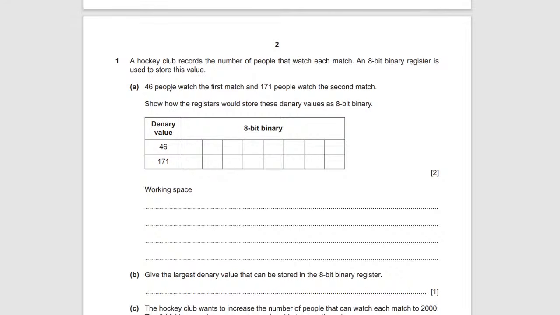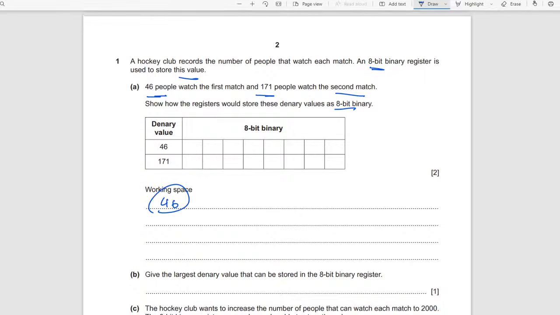So the first question: a hockey club records the number of people that watch each match. An 8-bit binary register is used to store this value. It is saying 46 people watched the first match, and 171 people watched the second match. It says show how the register would store these denary values as a binary value. So we have to basically convert this 46 into binary.